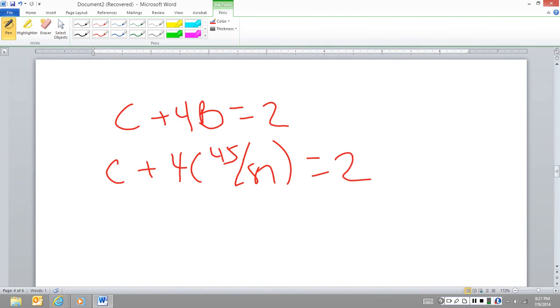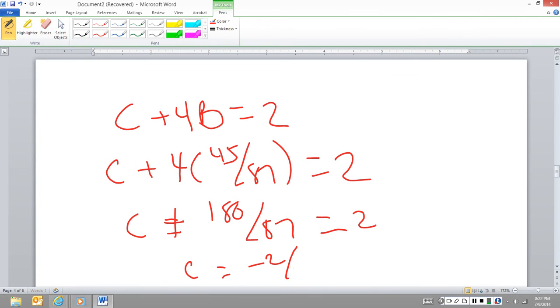So 45 times 4, no, that's not right, it is 180. So I have C plus 180/87 equals 2. So 2 minus 180/87, put that back in fractions, C equals negative 2/29.